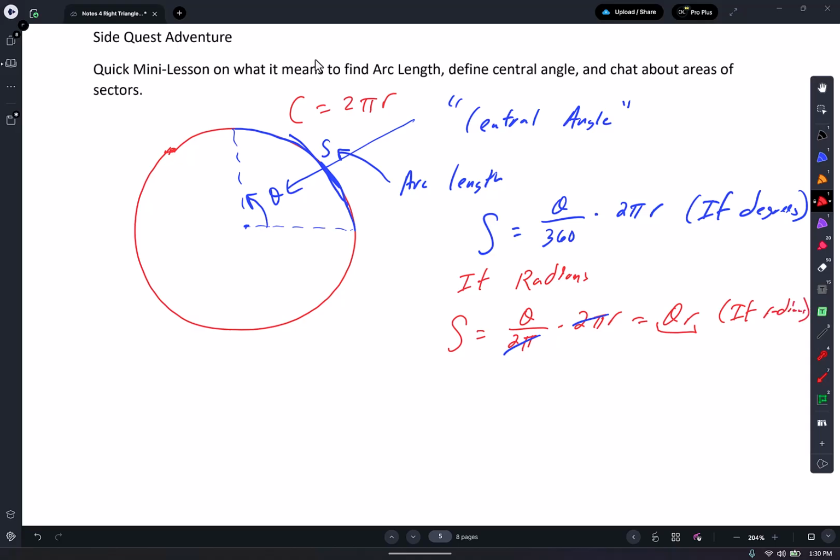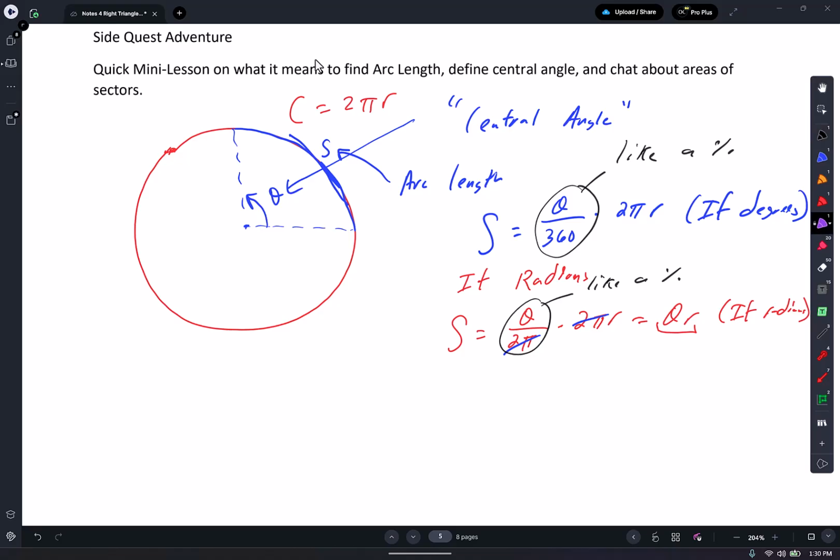And I don't want you guys to be a robot. This right here, theta over 360, that's like a percentage. That theta over 2 pi, that's like a percentage. And of course, the 2 pi's cancel out and you just get theta r. Cool or not cool? Cool.